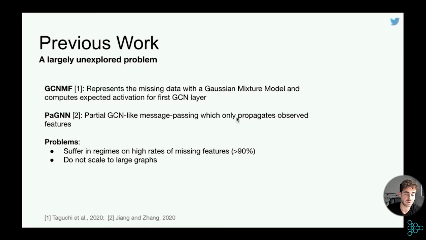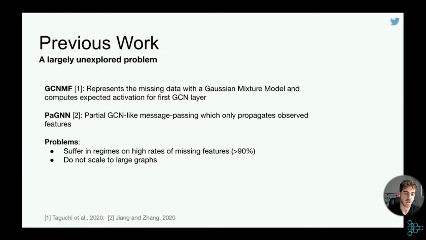So there are mainly these two papers that look at that. The first one is called GCNMF, and the idea is to represent the missing features with a Gaussian mixture model, which is learned end-to-end with a GCN layer. And having a Gaussian mixture model, we can compute the expected activation of the first GCN layer, and then the following GCN layers are just normal GCN layers. Another one is called partial Graph-neural network, and it performs a partial message passing, which only propagates the features that we actually observe.